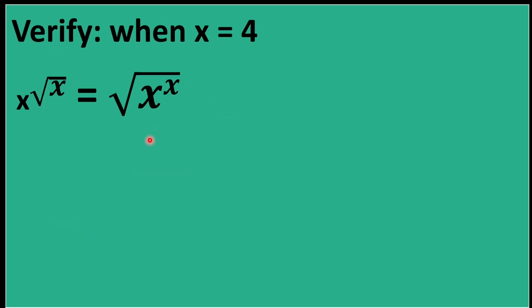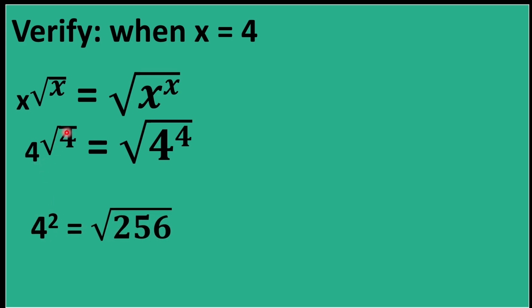So let's now check this equation for x equal to 4. So we will put x equal to 4 in the given equation. So this will become 4 power square root of 4 and square root of 4 power 4. So this power square root of 4 will become 2, because the square root of 4 is equal to 2. So 4 power 2 is 16, and 4 power 4 is 256, and the square root of 256 is equal to 16. So 16 equal to 16.